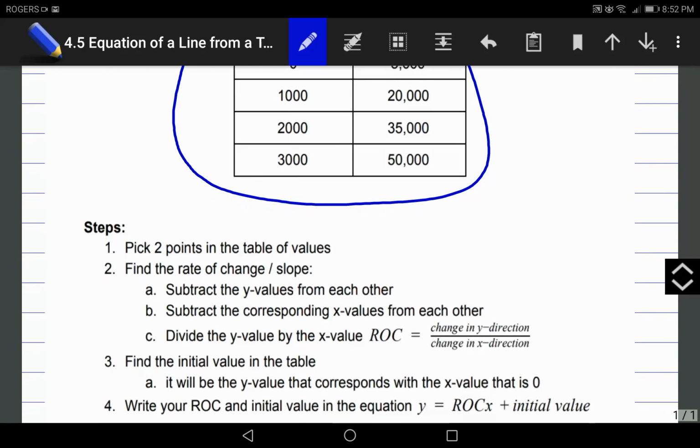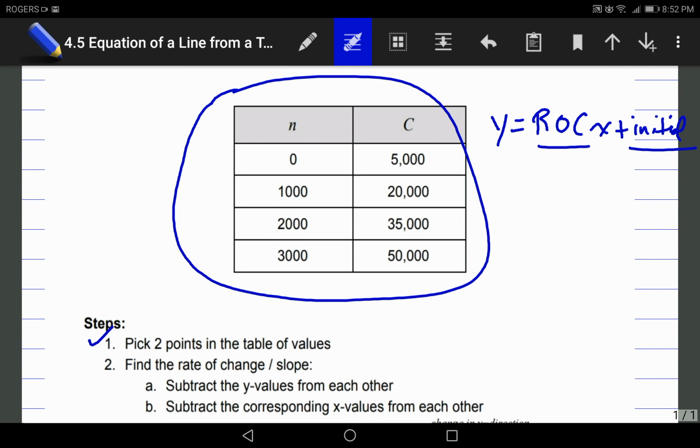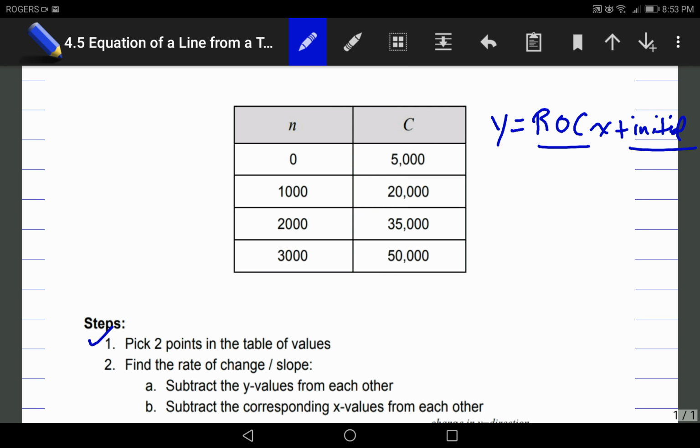It says, just as we do in a graph, pick 2 points in the table of values. That's our first step in our graph, right? So let's erase that circle there. Let's pick 2 points. I'm just going to pick the first 2. It doesn't matter which points you pick. So these are our points, 0, 5,000, and then 1,000, 20,000. So we're done step 1.